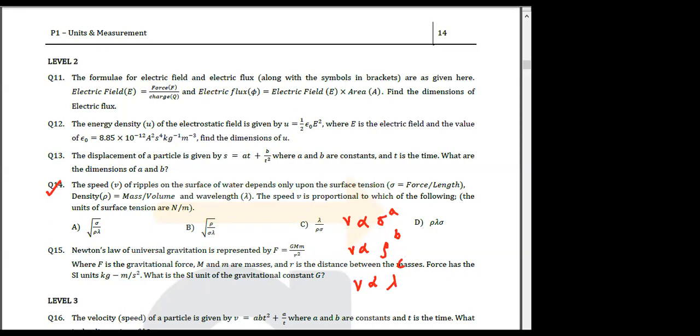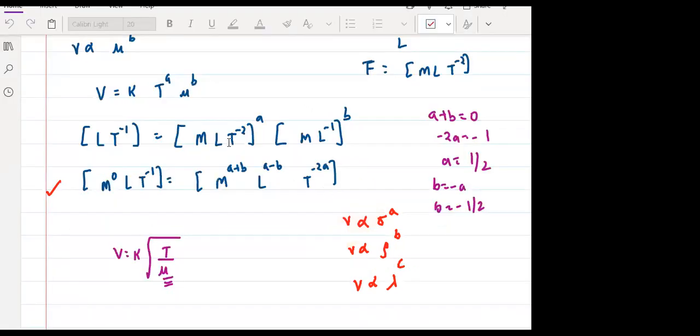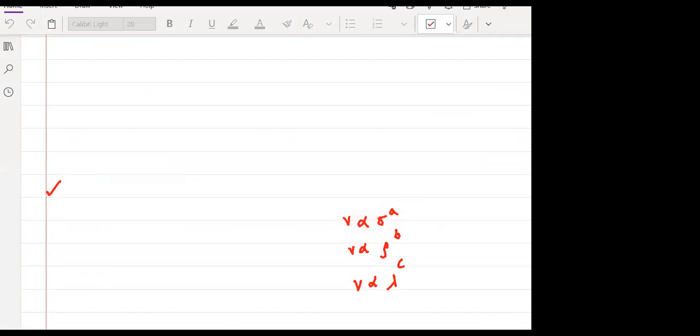Now this is a good problem. So everyone, please pay attention for now. This is a good problem. Now, if you see, you have to find the dimension of sigma, rho, and lambda. Yes or no? Tell me yes or no. What is sigma? It is already given. What is sigma, guys? Tell me. Everyone, tell me what is sigma over here? Tension. What is the formula of tension, guys?